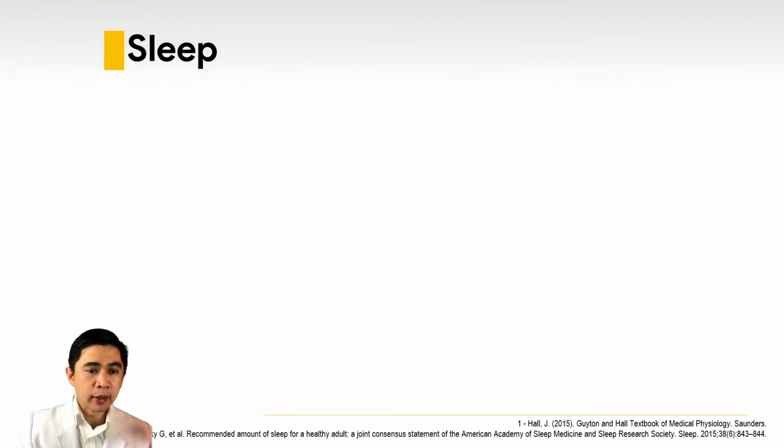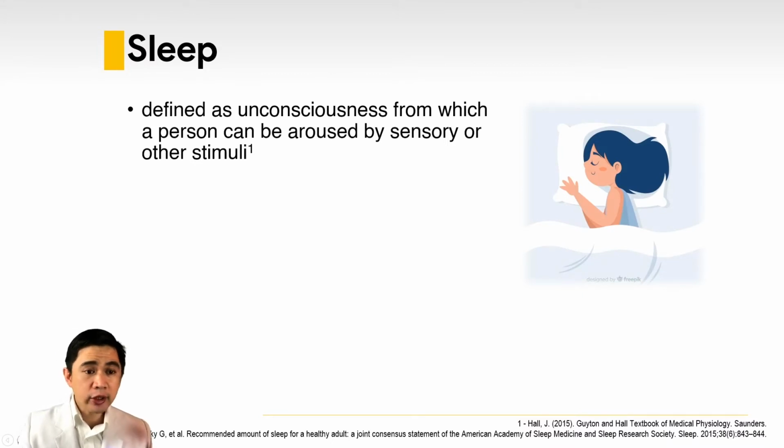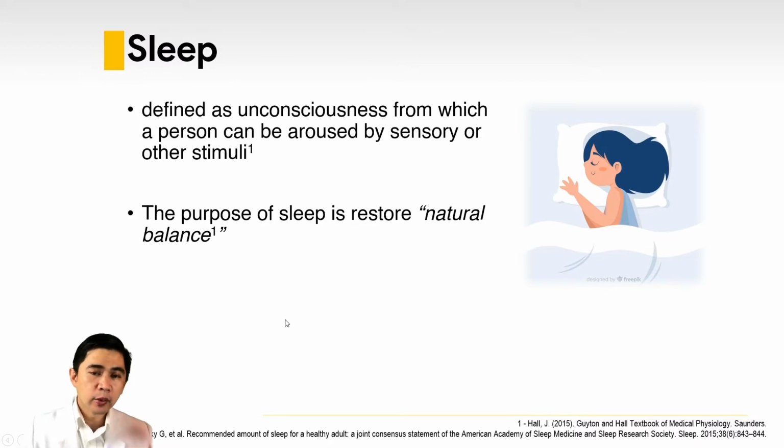So what is sleep? Sleep is defined as an unconsciousness from which a person can be aroused by sensory or other stimuli. So a person goes unconscious but can be aroused. Okay, that's the definition of sleep, and this is in contrast to other states of unconsciousness that they cannot be aroused. So the purpose of sleep was said to restore the natural balance in our body, mainly on the neurotransmitters in the brain, and thus this will also affect the bodily functions.